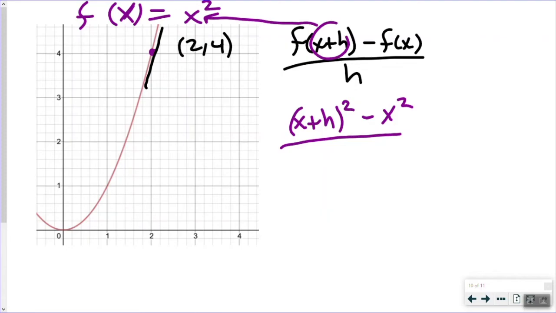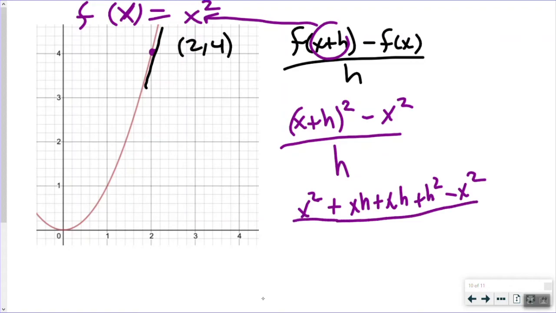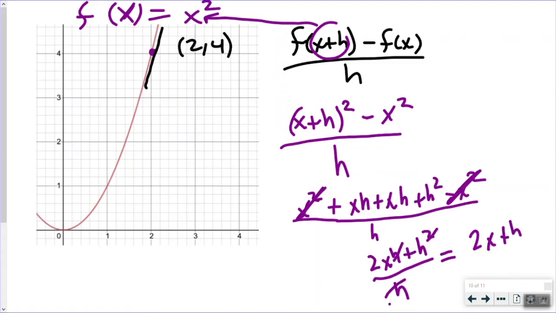Okay? And on the bottom we have h. That doesn't change. Now we gotta simplify that. What is x plus h squared? So it's x squared plus 2xh plus h squared. So that's what I have on top. Then we can cancel it out. Yes. The x squared cancels out. Then we can simplify the h. So then we get what? 2xh plus h squared over h equals 2x plus h.